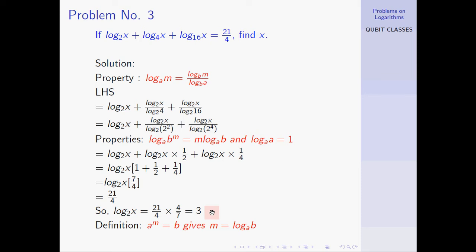Now we know that the definition of logarithm is: a raised to m is equal to b gives m as log b to the base a. So using this expression, we will try to find the value of x. If you compare this expression with this, m is 3, x is b, and a is equal to 2. Therefore, b will be given by 2 raised to 3, which is equal to 8. Therefore, the value of x is 8.